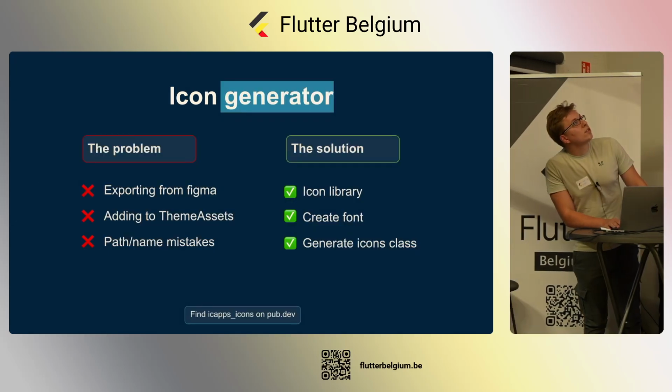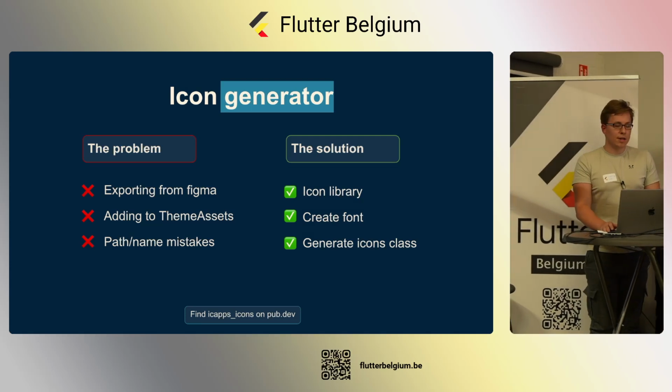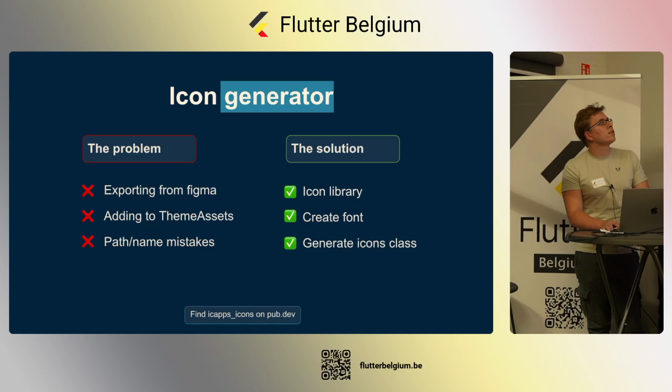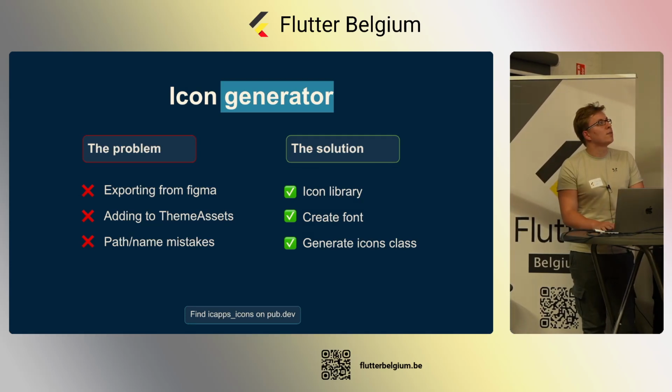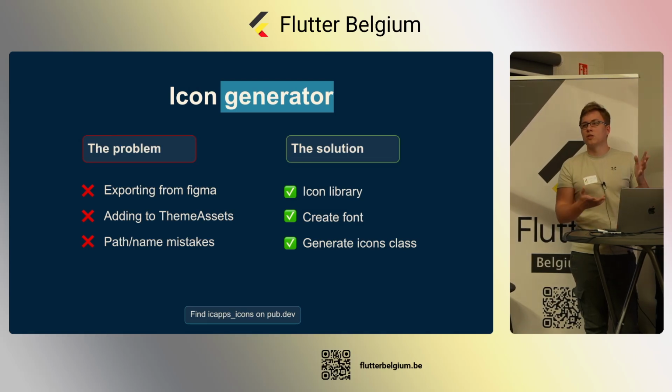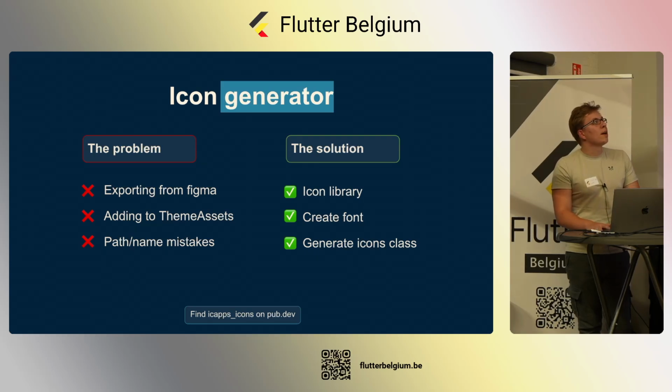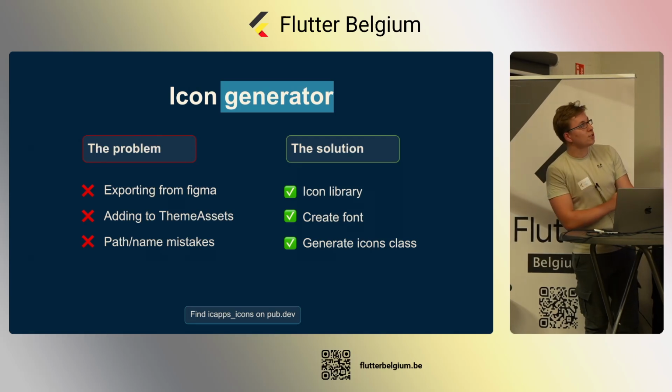Then I'm going to show you 3 packages that I made, because I saw some problems or some things that could be faster, and that helped me with accomplishing that. So I hope this is just an inspiration for you to see in your own workflow what can I automate, what can be better, and what types of things you can automate with code generation. So the first one is the icon generator.